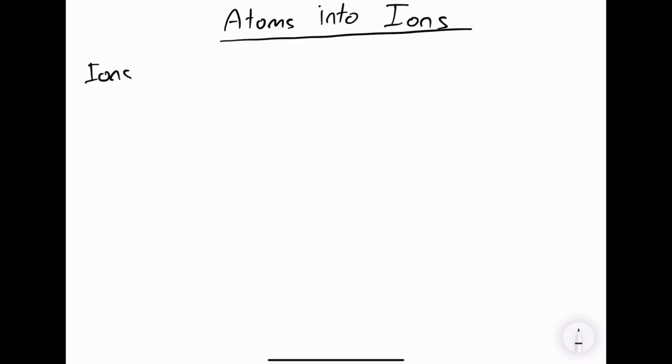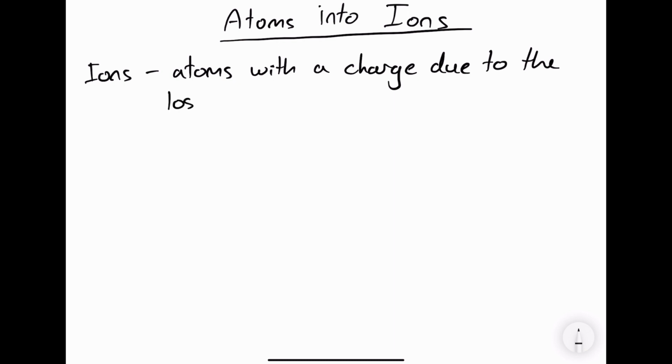Ions are atoms with a charge due to the loss or gain of electrons.